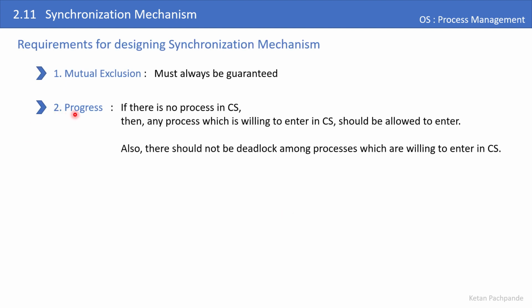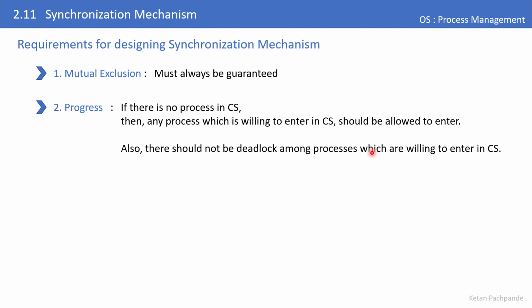Let me summarize the progress one more time. If there is no process in the critical section, then any process which is willing to enter in CS should be allowed to enter. Also, the second condition in the progress says that there should not be any deadlock among these processes which are willing to enter in CS.